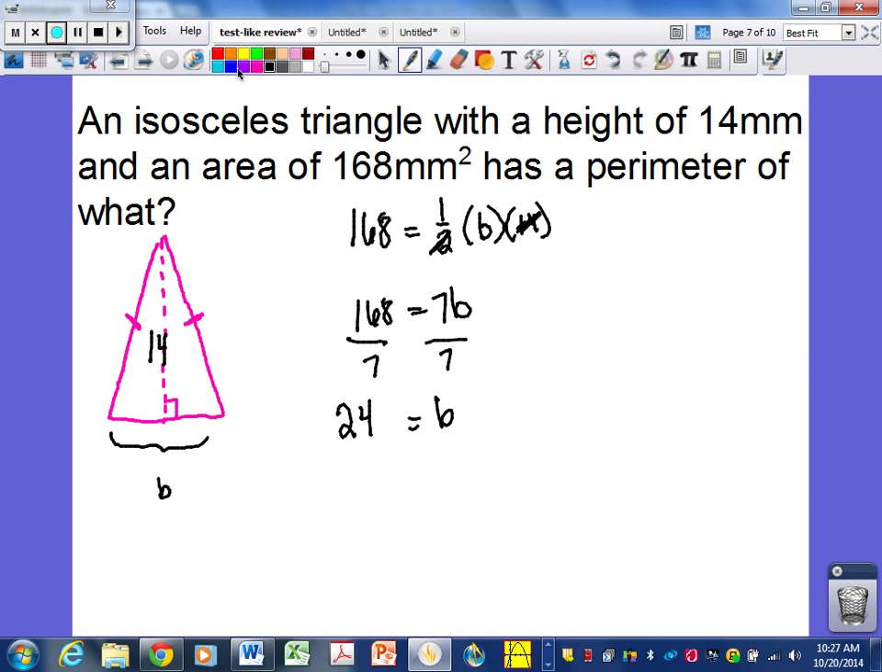Okay, but what we want to do now is figure out what this length is here. If our entire base is 24, that means this height bisects it into two equal lengths. The entire base is 24, so both of these are 12. So right here I have what kind of a triangle? Just a right triangle. So I can do 14 squared plus 12 squared equals c squared.